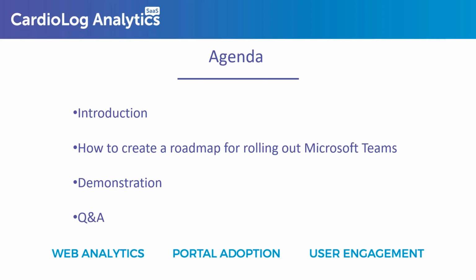In regards to the agenda for today's webinar, we'll start out with a very short introduction. I'll talk a bit about CardioLog Analytics and who we are. Then Jill will explain how you can create an effective roadmap for rolling out Microsoft Teams. I'll then go into a quick demo of CardioLog Analytics and CardioLog Engage to show you how analytics and advanced internal communication can help you boost adoption in SharePoint, Office 365, and Microsoft Teams. And at the end, we'll be doing a Q&A. So again, please feel free to send your questions throughout the course of the presentation.